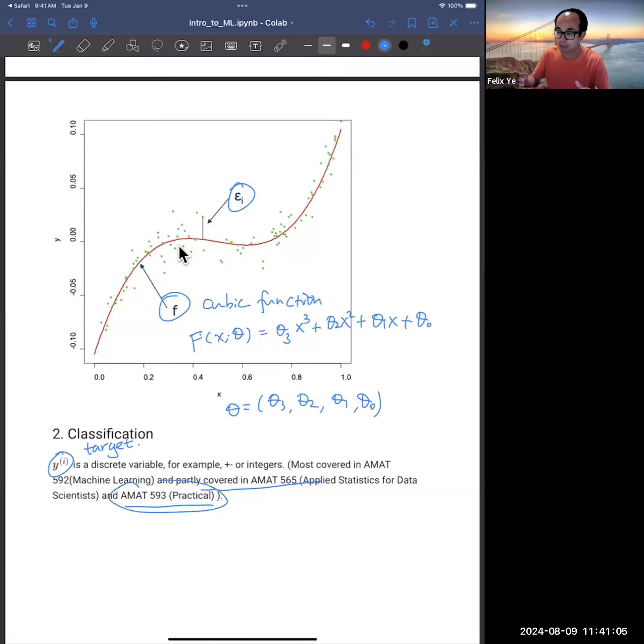In 593, the most important thing is how you clean the data, how you understand the data, and how you propose the right model for that. You need to understand the data so that you can get a good model. Otherwise, you are doing garbage in, garbage out. You won't be sure whether you are getting the right models or not.